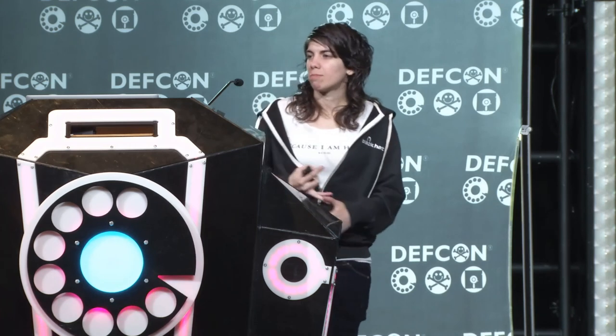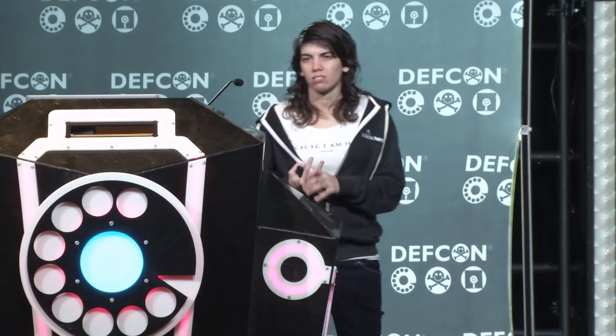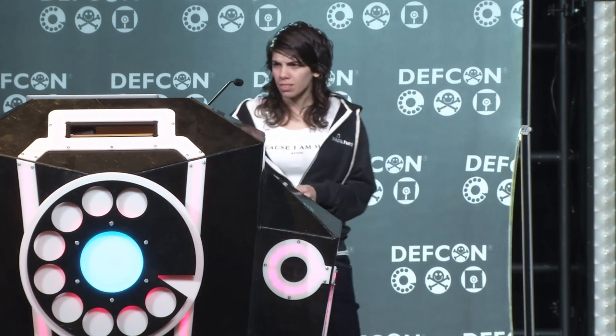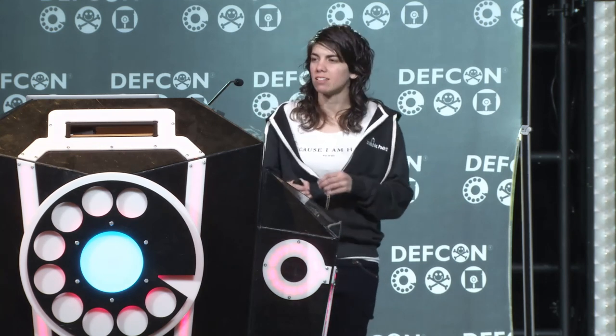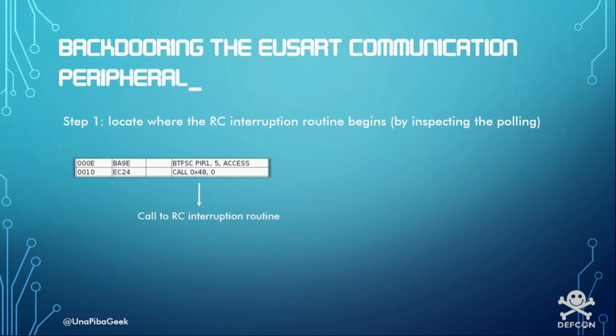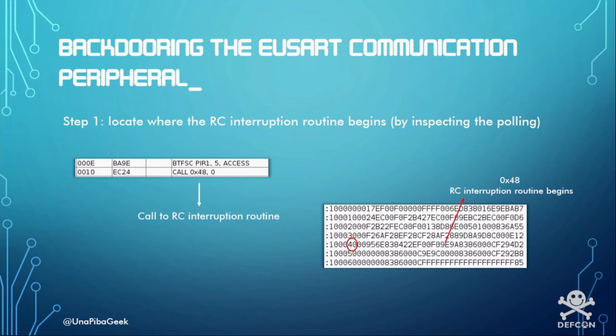So let's see an example of backdooring the user communication using this technique. The first step is locating where the RC interruption routine begins. By inspecting the polling, we got that in this case, the memory address is 48. So we have to locate this memory address in the hex dump. So we can look for the base memory address 40 and then count until 8 bytes. And there is where the RC interruption routine begins and where we should inject our payload.